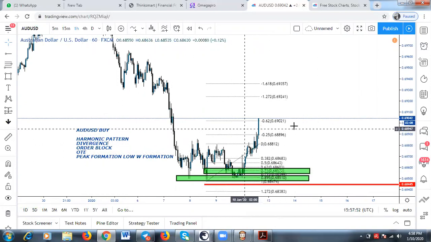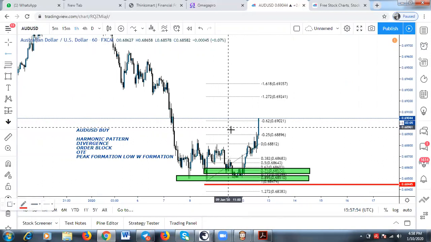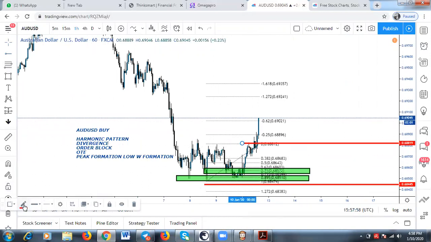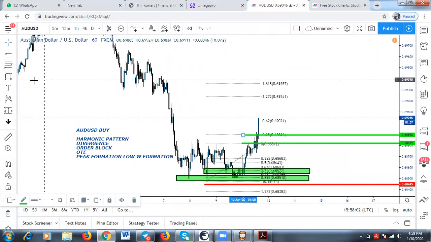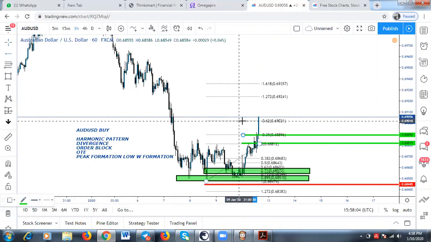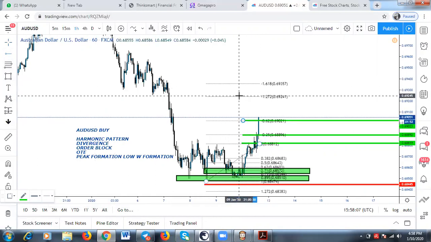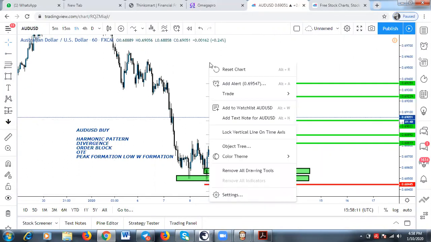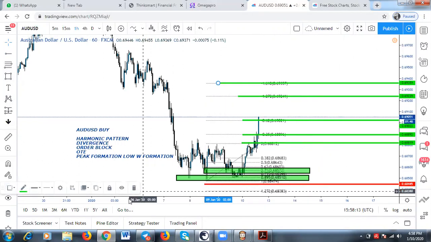All right, so this is it. So now the first thing we do is our first take profit. You're entering from here. The first take profit is the 0. The next take profit is your 25. The next take profit is your 62, and on and on.